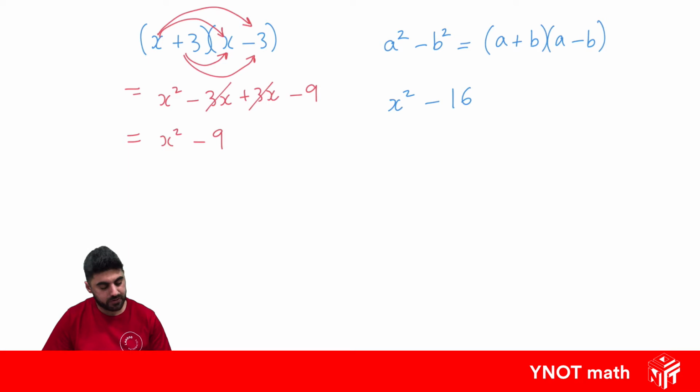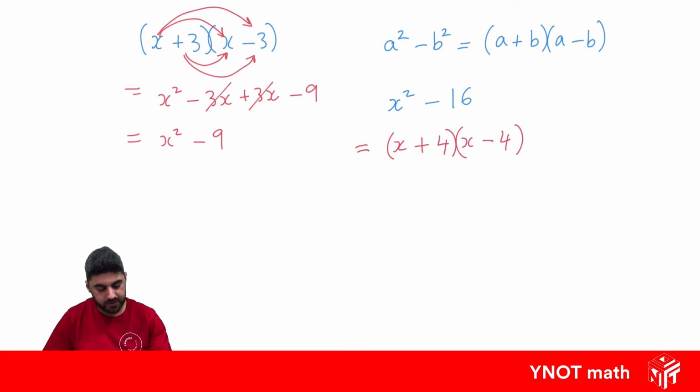So to factorize this really quickly, we recognize that it's the difference of two perfect squares. So we can write two brackets, then we square root each thing. So the square root of x squared is x. The square root of 16 is 4. And we put a plus in one and a minus in the other. And we factorize it really, really quickly.